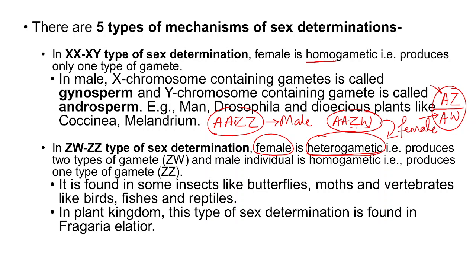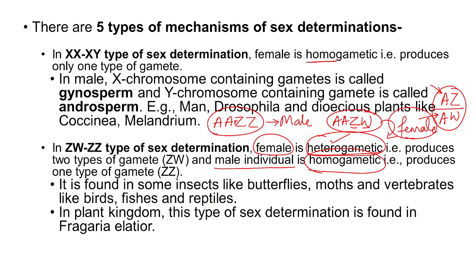Okay, that is called the ZZ and ZW type of sex determination, and in this the female can produce two different types of gametes, which is called heterogametic. The female is heterogametic. But in this, the male individuals will be homogametic, opposite to that of XX and XY.